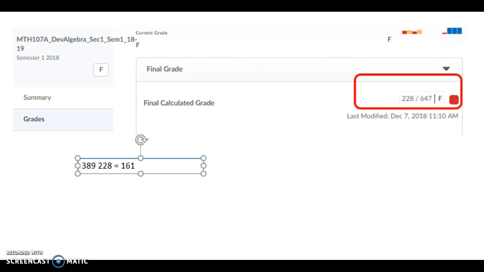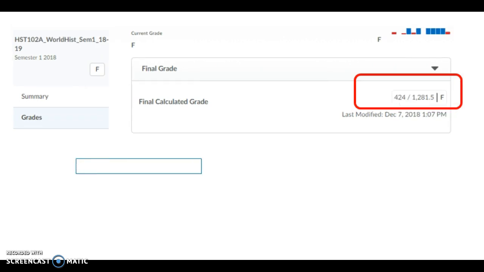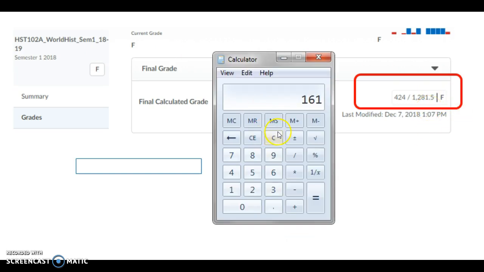Now it's important to note that not every class has the same total points that you have to earn because there are different assignments. So I use the example of world history because there are way more total points in Mrs. Weber's world history class. In fact, there are 1,281. Again, I always say round up to play it safe. So I'm going to say there's 1,282 points available for the class. That's everything combined.